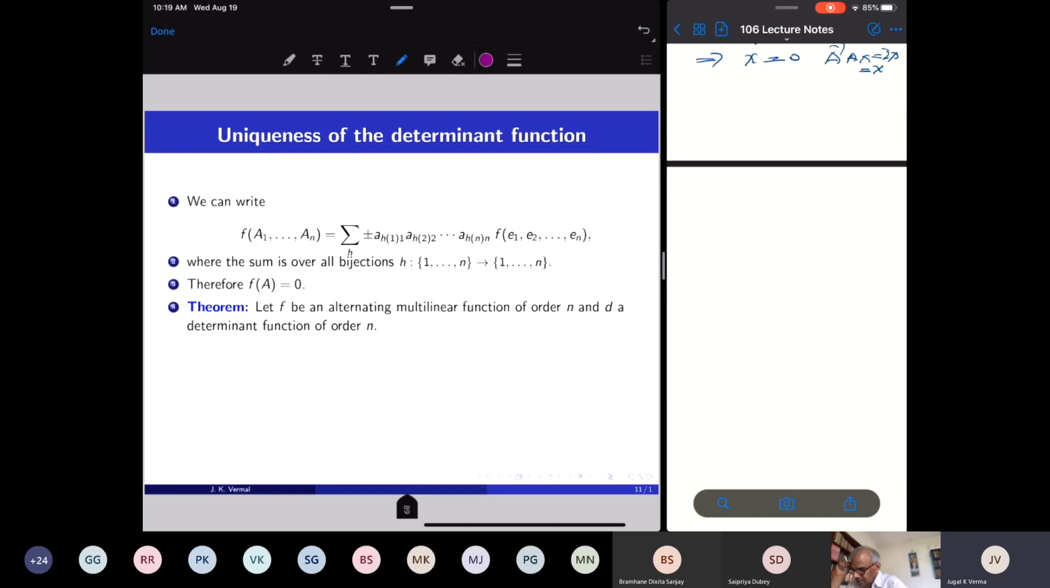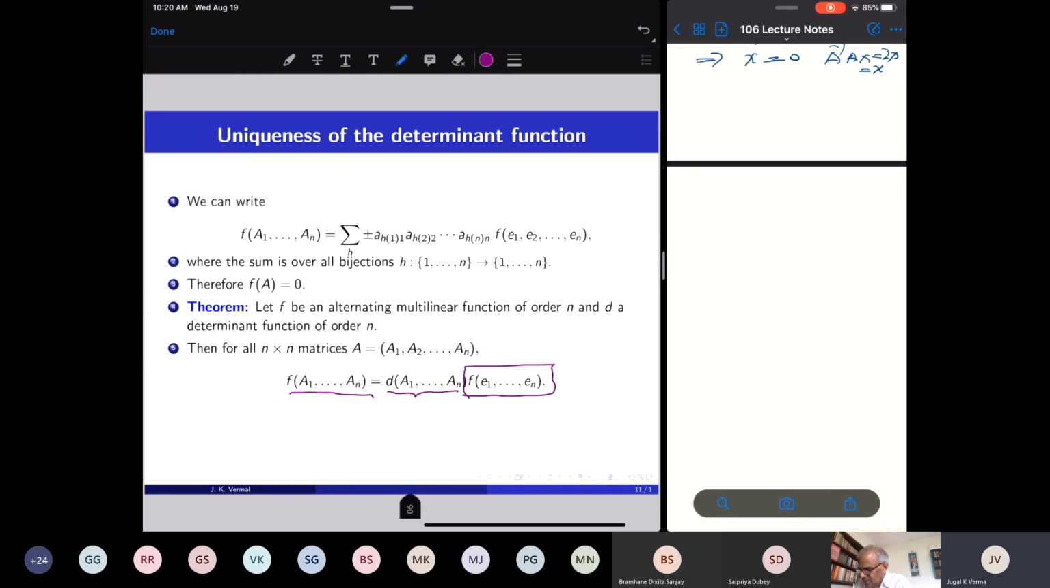Okay. Now let's prove that if f is an alternating multilinear function of order n and d is a determinant function of order n, so f lacks the normalization property, but d is multilinear, alternating and normalized. So it's a determinant function. So I have an alternating multilinear function, and I have a determinant function. Then this theorem says that this multilinear alternating function is actually a multiple of the determinant function by f(E1, E2, ..., En).